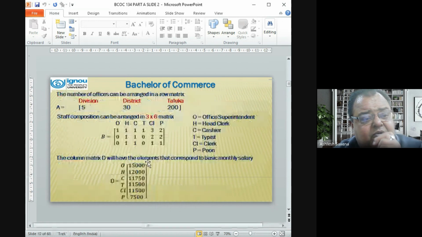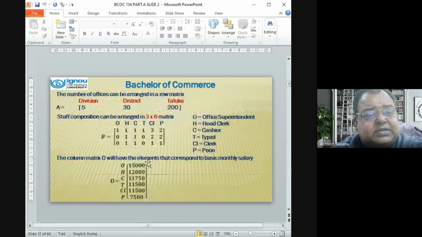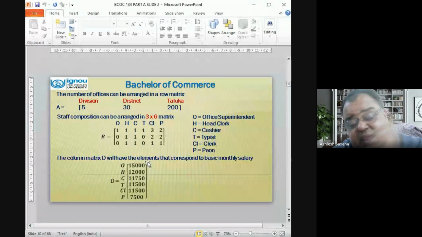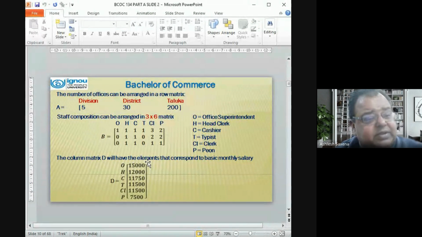So what we will be doing? First of all, we have to arrange the number of offices, which can be arranged in a row. You can see what is happening. Out of this line, the statement is being converted. First of all, we have to identify division, district, talukas. That is 5 divisions, 30 districts, and 200 talukas. We have to come to the composition of the office. How many designation posts are there? Office superintendent, head clerk, cashier, typist, clerk, PM. Write it.